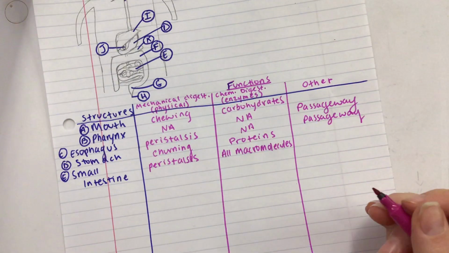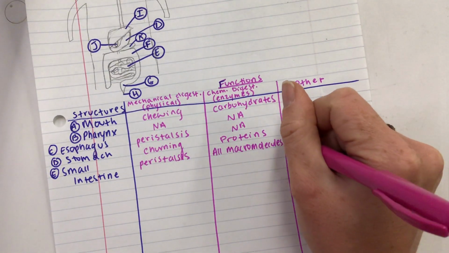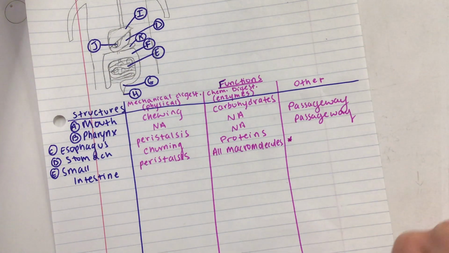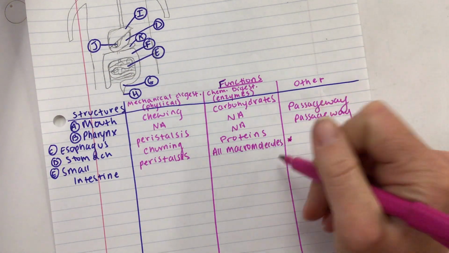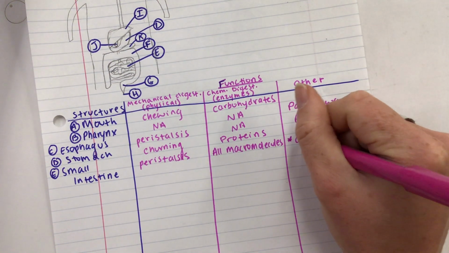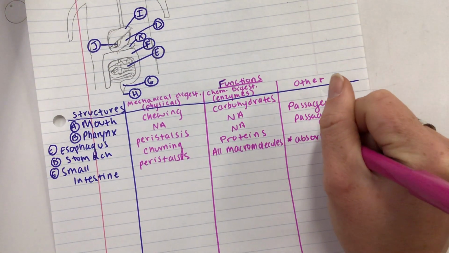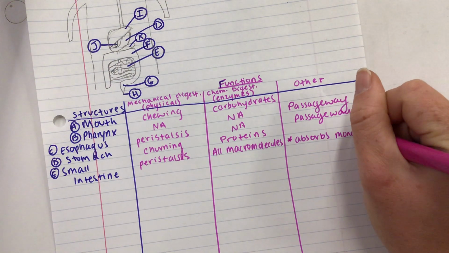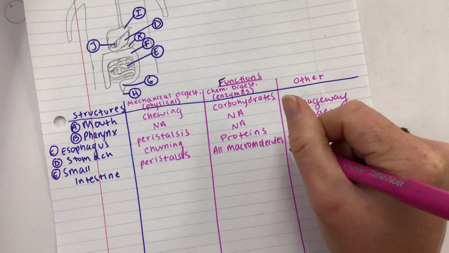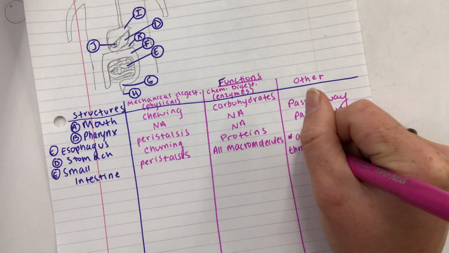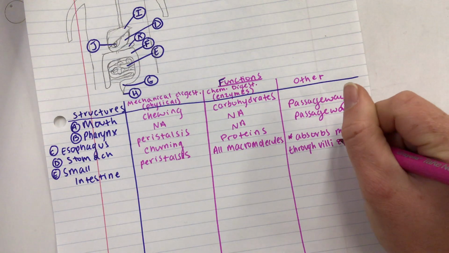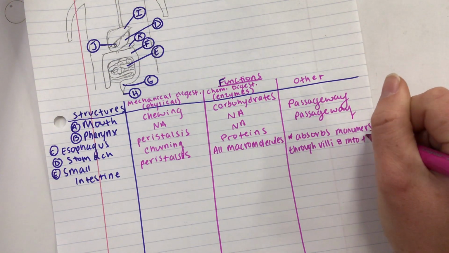Another function of the small intestine that's really important, so I'm going to star it, is this is where absorption of all those monomers happens. All the stuff we've been breaking down, this is where they're all absorbed. So I'm going to write absorbs monomers through villi and into the blood.